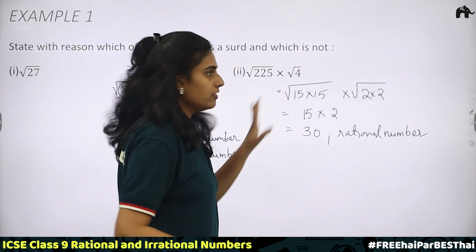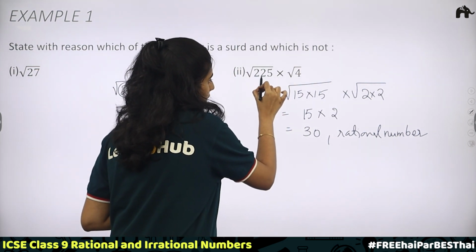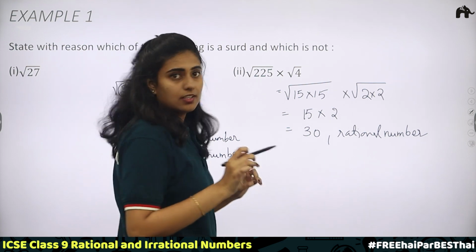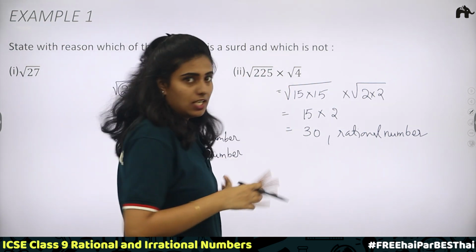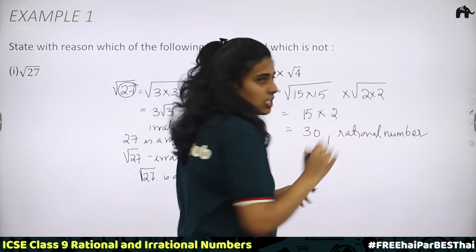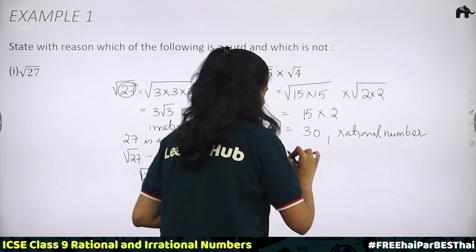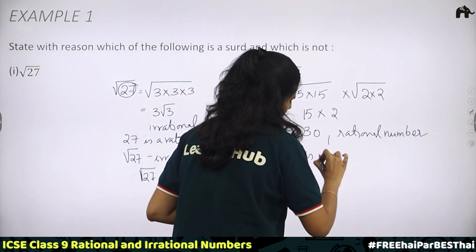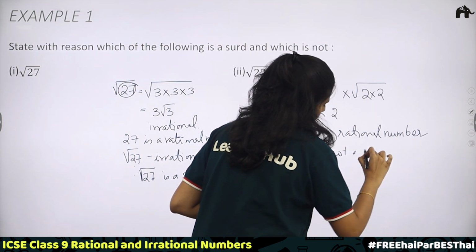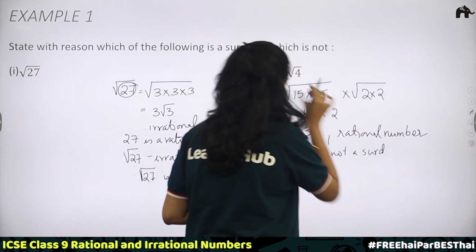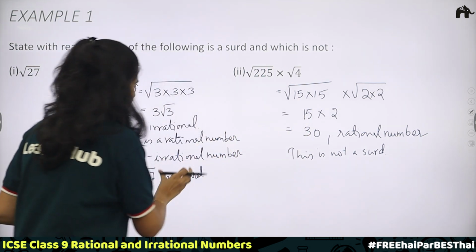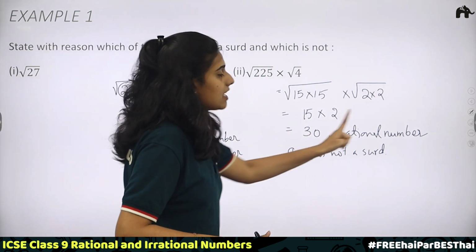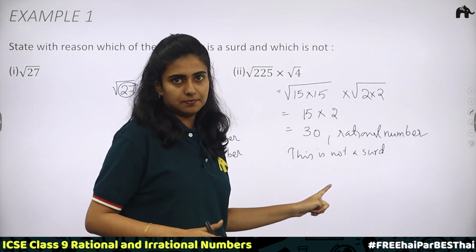So in the question we have root of 225 into root 4, that is root of 225 into 4, and we got 30, which is a rational number. Therefore, this is not a surd. When you take the root, if you are getting an irrational number, then you get a surd. Here you are getting a rational number, so this is not a surd.